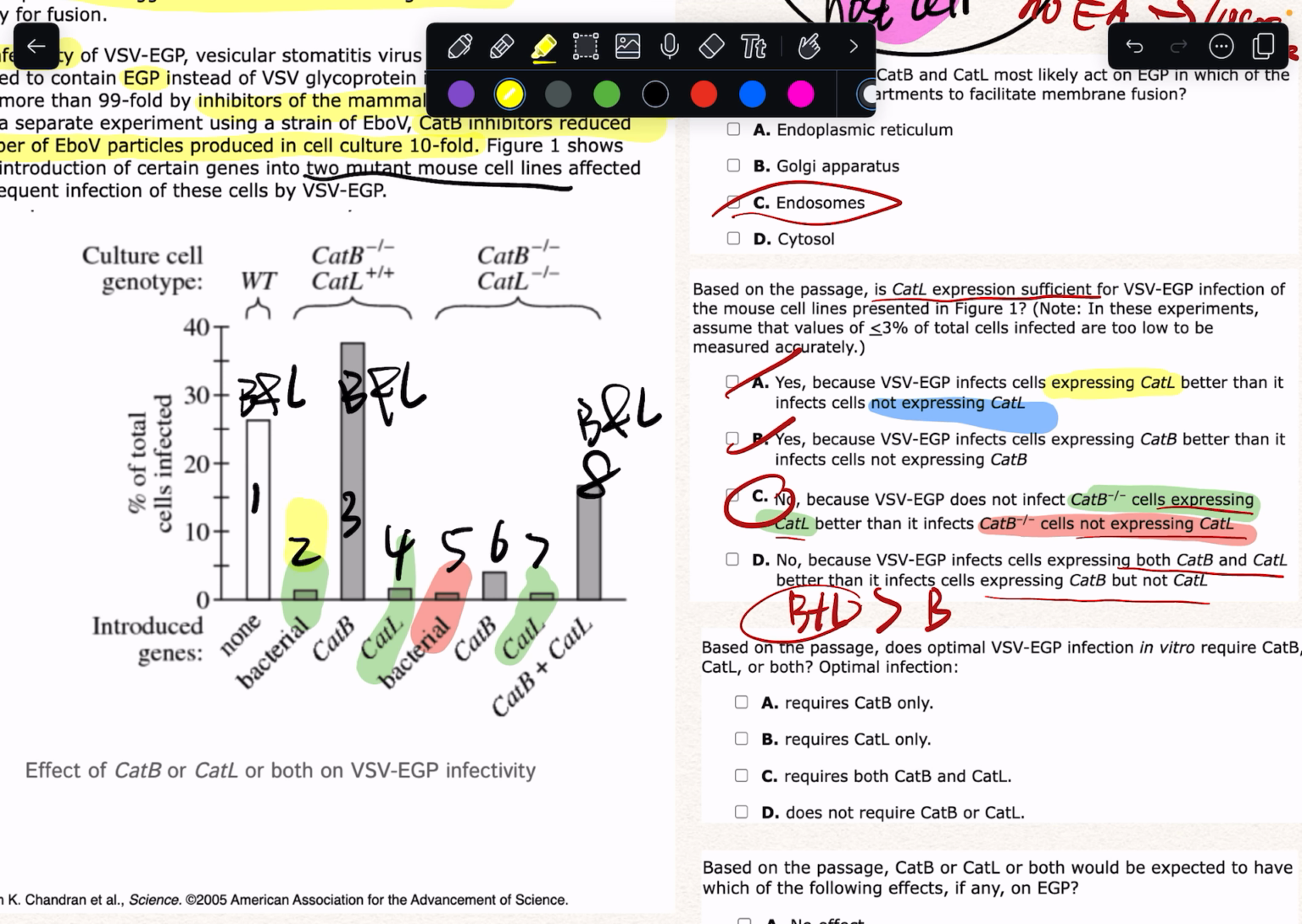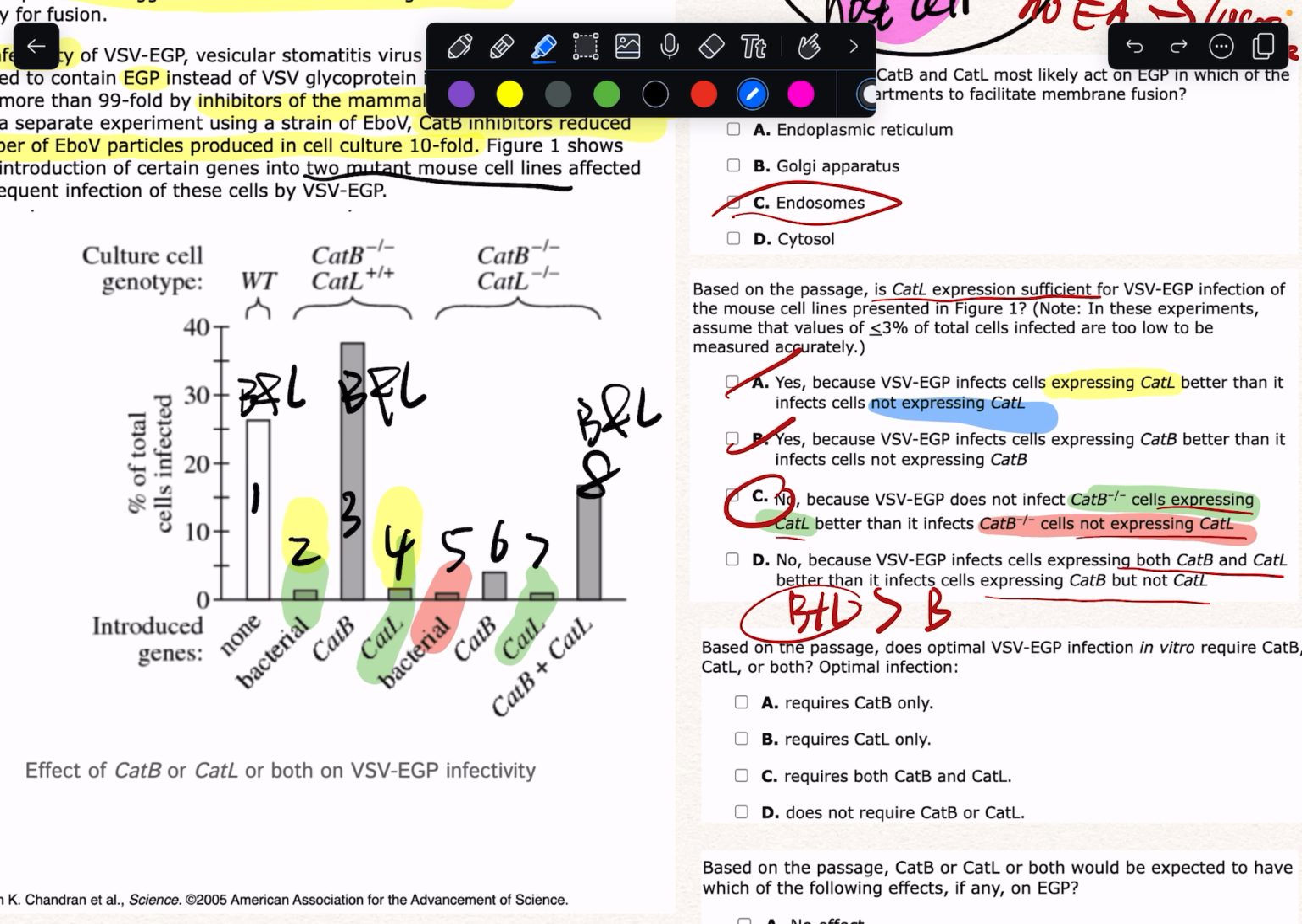I see this one, column 2, is expressing only cat L, because cat L was not knocked out. And which other one? This one, right? This one I also just have cat L because I don't have cat B. Cat B is knocked out. I don't see anything else that I should highlight in yellow.